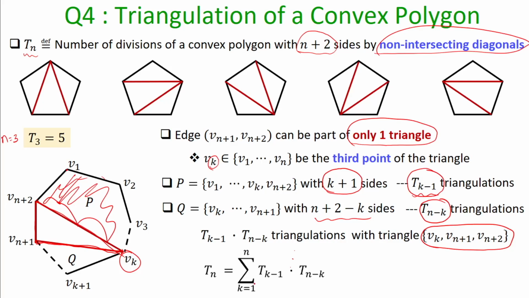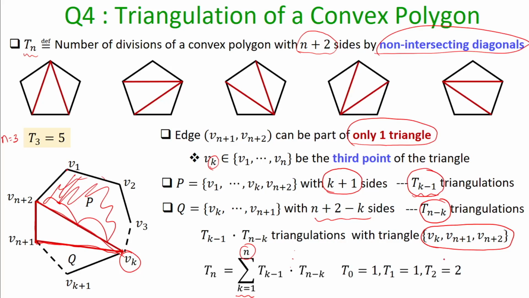But now my k can range from 1 to n. My k could be vertex number V1, my k could be vertex number V2, and so on. So if I take the summation over k from 1 to n, then I get the total number of triangulations for an n plus 2 sided convex polygon, and this is the same as the recurrence relation for the nth Catalan number.